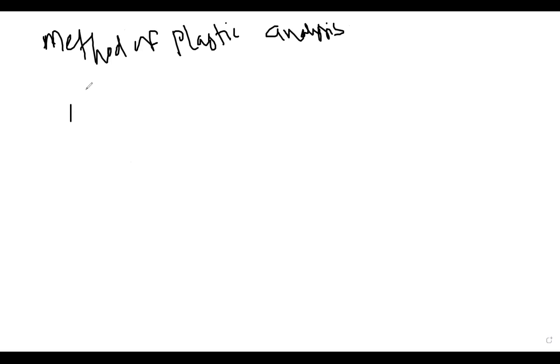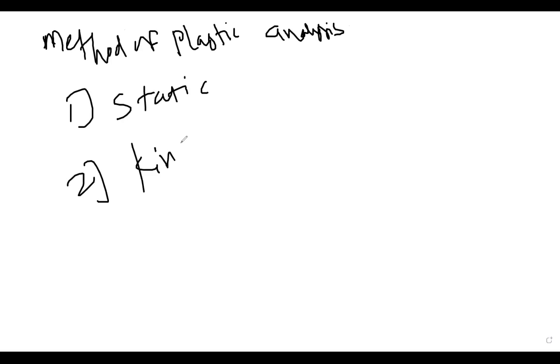There are two methods. One is called as a static method and second is called as a kinematic method. Okay, two methods in plastic analysis. One is static and second is kinematic. So I will tell one by one what is static and what is kinematic. So first is static.